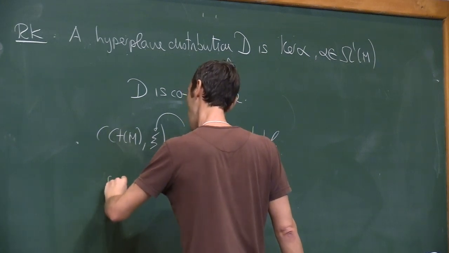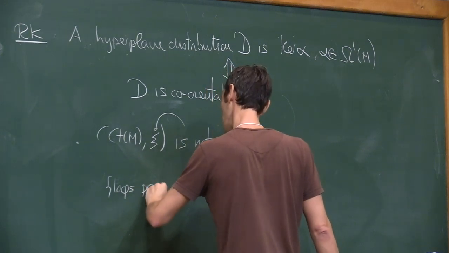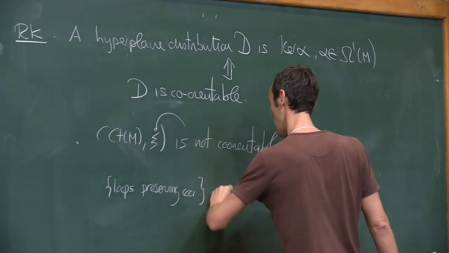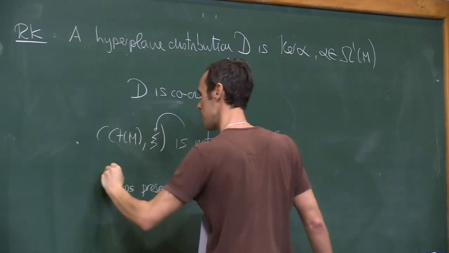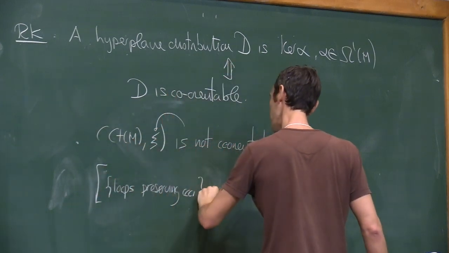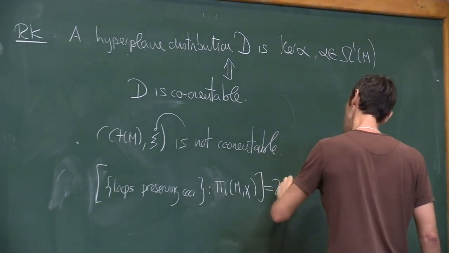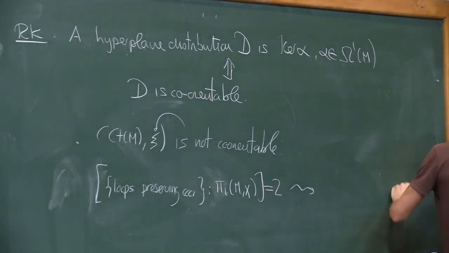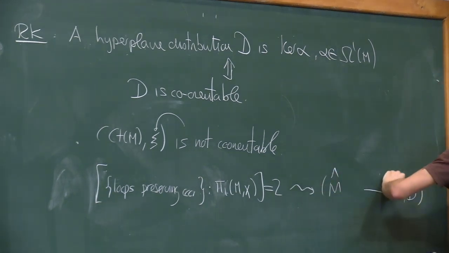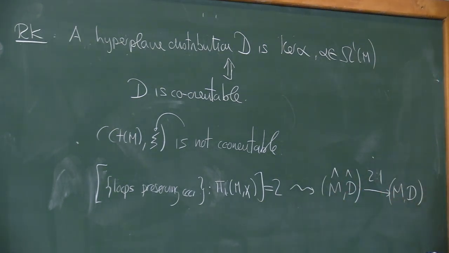So again, you can take loops preserving co-orientation, and this has index 2. I never remember the order in which you write these things. So this gives you a covering map. And of course, whenever you have your original distribution, which was not co-orientable, you pull it back under this covering map, and you get a co-orientable distribution that you can define as the kernel of a one form.